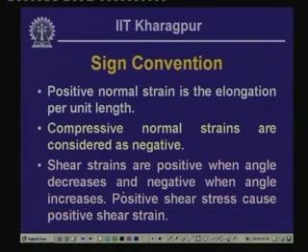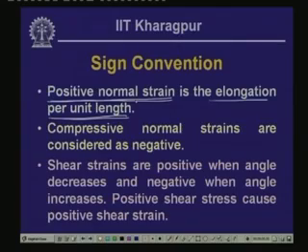As we have seen, positive normal strain is basically the elongation per unit length. When we say epsilon x is the strain in the x direction, we refer to the extension or elongation in the x direction. Likewise, a positive strain in the y direction is elongation in the y direction, and negative strain in both the x and y directions means they are under compression.